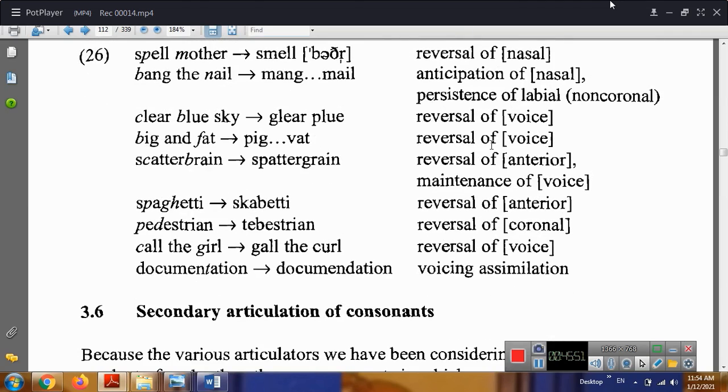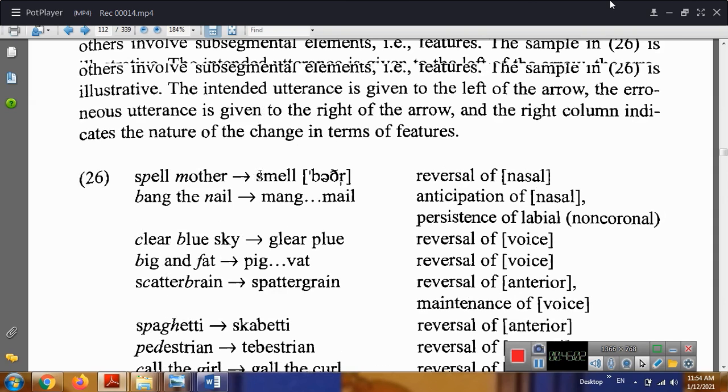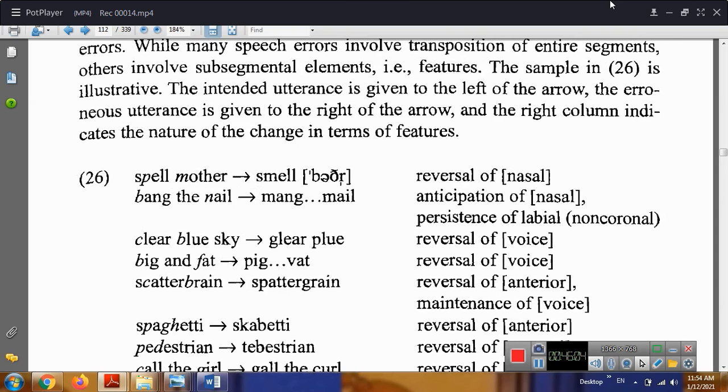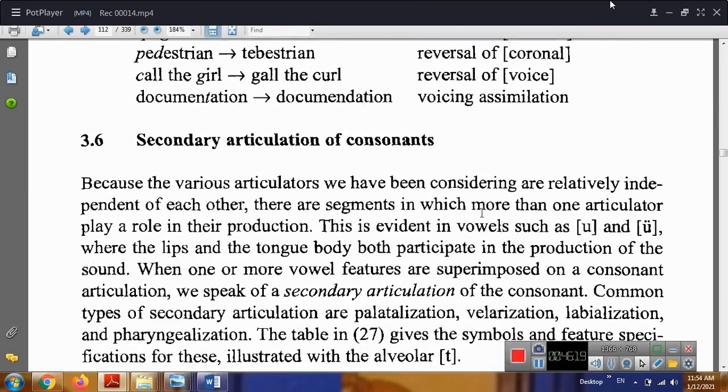I think this point is not important. It tells you that sometimes we make mistakes in producing sounds. For example, sometimes for "spell mother" we say "smell", which is a reversal of the nasal. It is not an important point.